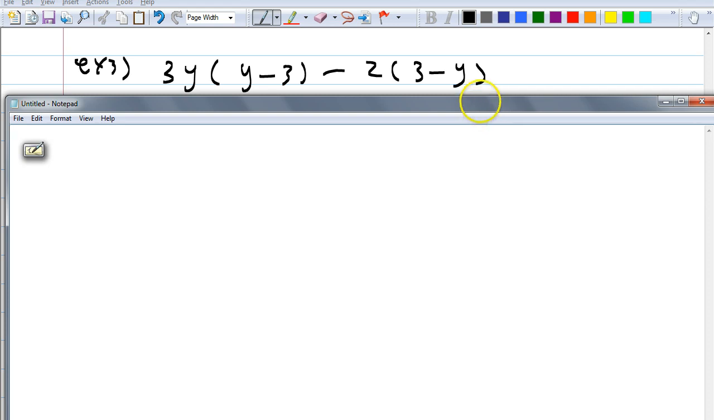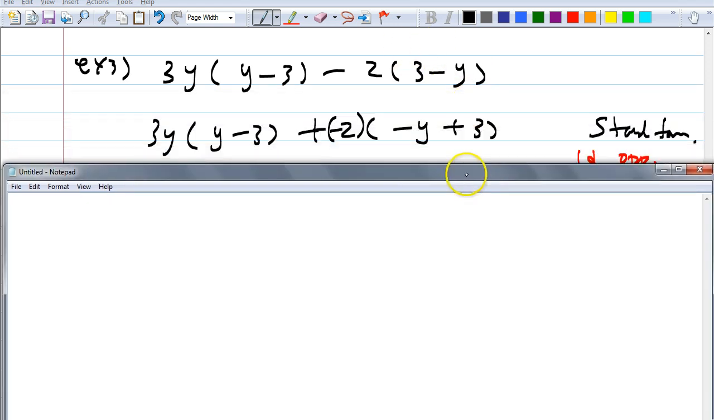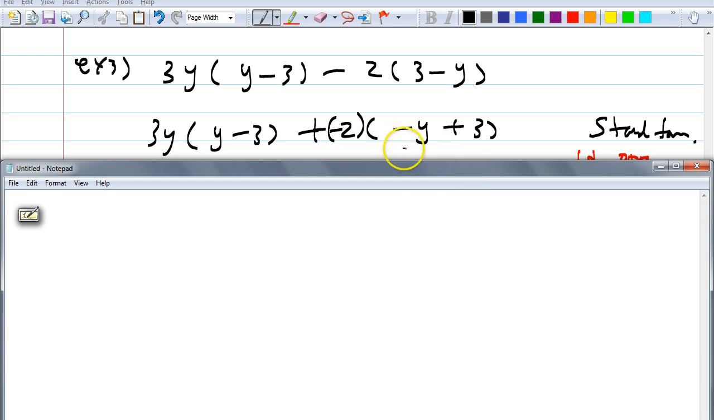What about, let's rewrite 3 minus y in standard form, which is negative y plus 3, isn't that right? Yeah. All I did was rewrite 3 minus y. That's not in standard form.